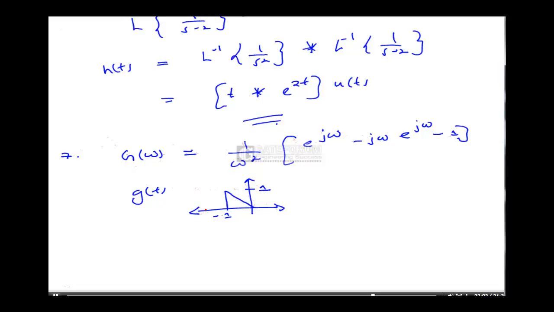Now I have to find the Laplace transform for the first one, g1 of t, which is this. Find the Laplace transform of g1 of t. Like this, there are 3 figures for which we have to find the Laplace transform. Okay. We need to find the Laplace transform of g1 of t, which is this.